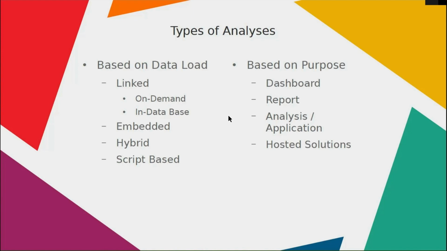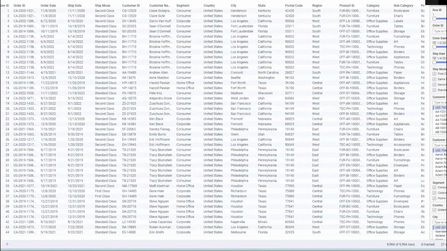Okay. What are the types of analysis? As I discussed, based on data load, there are two types of analysis called linked data set and embedded data set. Okay, linked means we are directly loading from the backend, and whenever the analysis refreshes, we are opening the data set again and fetching the fresh data from there.